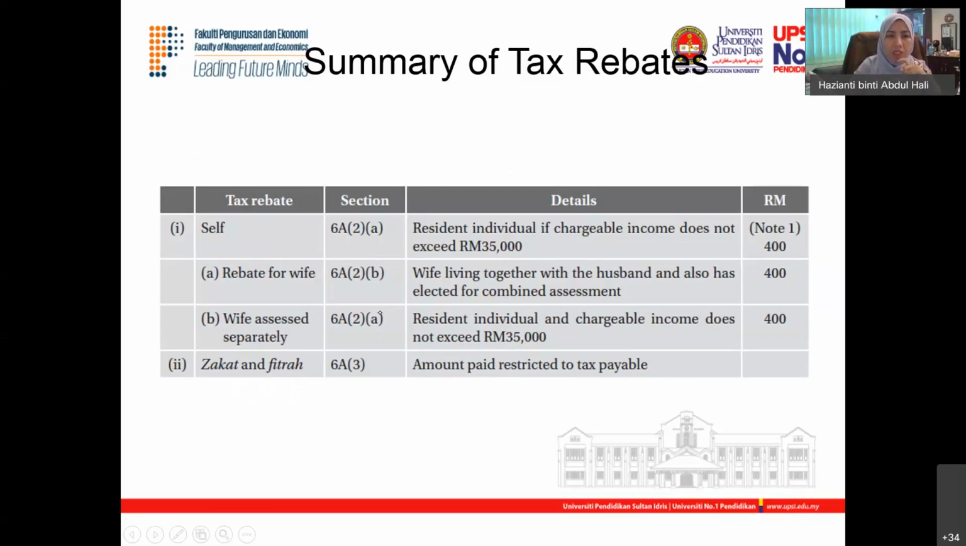Sama jugalah kalau ada wife, rebate for wife, sama jugalah. If the chargeable income is less than 35,000, can still deduct 400 for rebate. And also zakat and fitrah. Zakat and fitrah dia tak ada limit. It is actually the amount that you paid, but amount paid untuk rebate ni restricted to tax payable. For example, the tax paid is 8,000, so zakat and fitrah that can be deducted as rebate is only up to 8,000. Later I will show you the summary of tax charge ni.